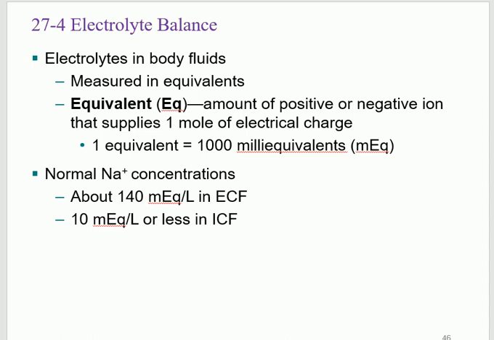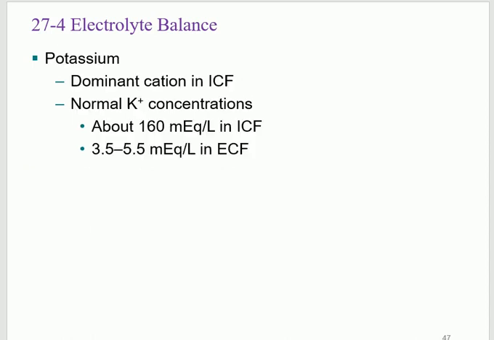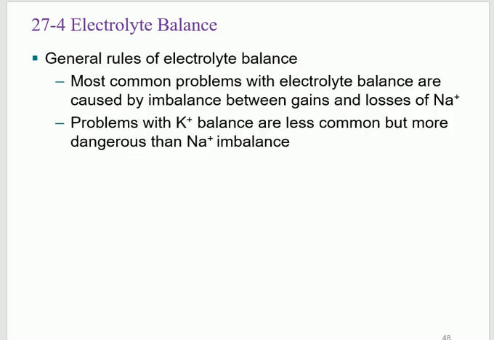Same thing exactly for potassium. Potassium is more inside, but do we have it outside? Yes, we do. It's just more. Main or dominant means more. It doesn't exactly mean absolutely like the other side doesn't have it. Here is potassium. This is the dominant intracellular cation, and the normal is 3.5 to 5.5, which is about 4.5 milliequivalent.